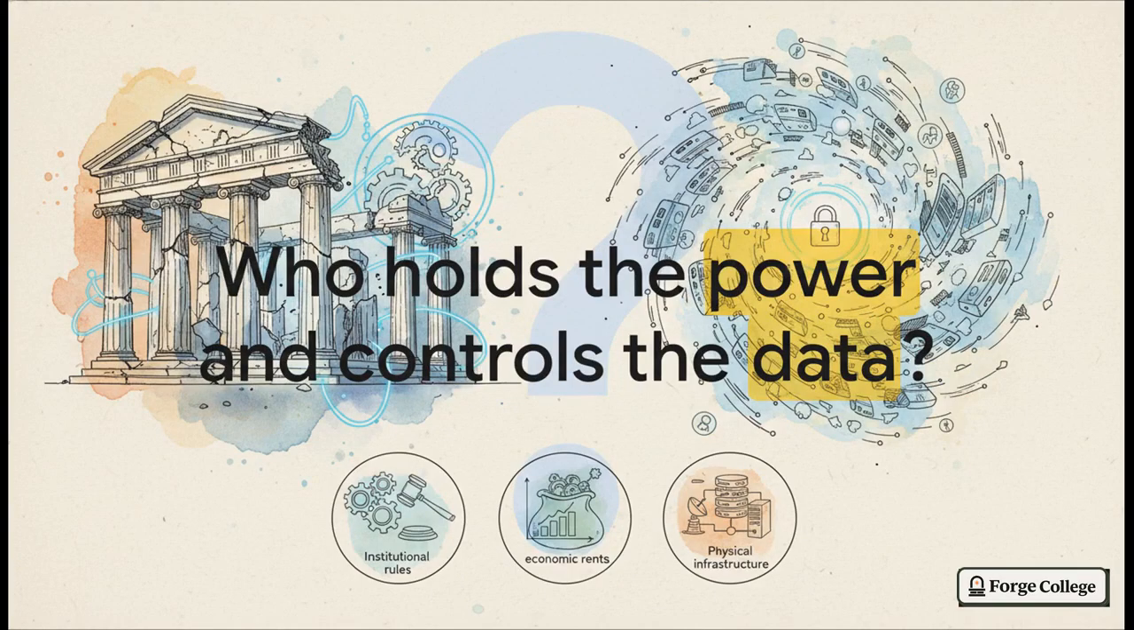So the crucial point is that you should be constantly asking yourself these two questions. Who holds the power? And who controls the data? Using our criteria reveals where decentralization actually affects the system. Is it shifting the institutional rules? Is it altering who captures the economic rents? Or is it simply shifting how the physical infrastructure is provisioned behind the scenes?